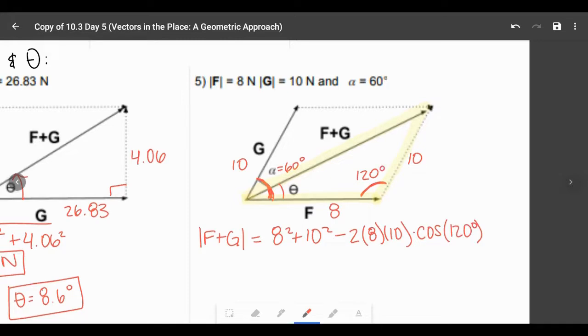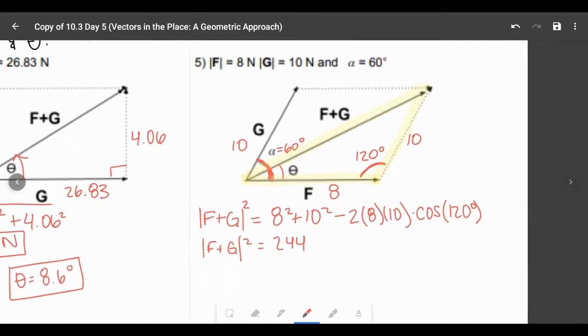And if I plug that entire thing into my calculator, oops, I forgot the magnitude of F plus G squared. So if I plug this into my calculator, that magnitude squared equals 244. And so my magnitude is simply approximately 15.62 newtons.